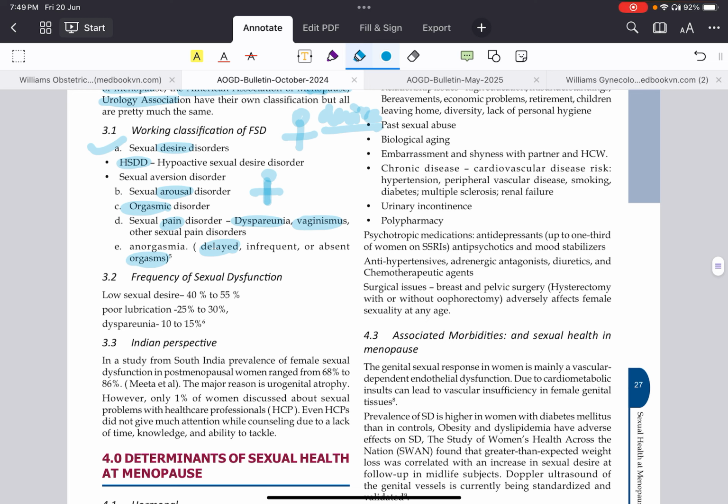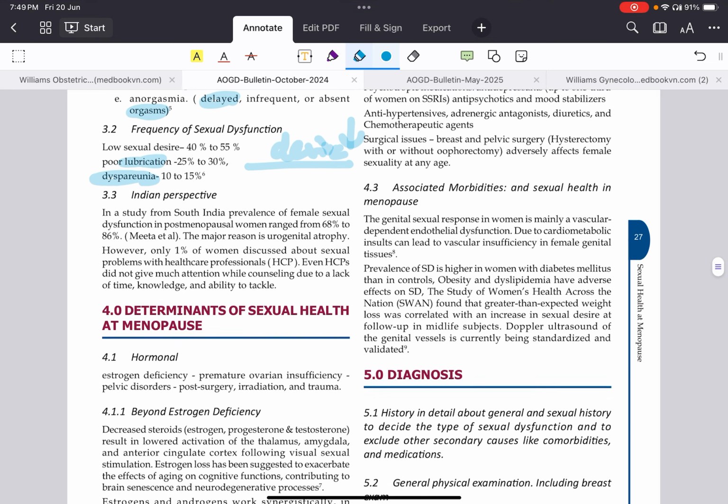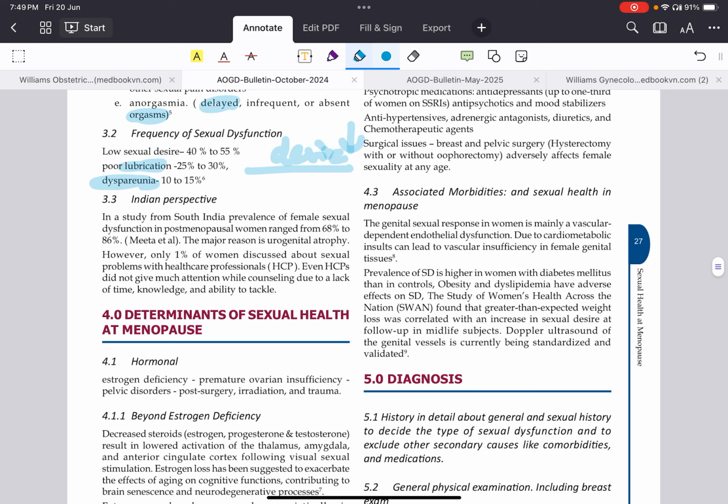Second part of this classification is frequency of sexual dysfunction. There is low sexual desire, there is poor lubrication, there is dyspareunia. Basically the desire to have sex only will be decreased in menopause. In a study in India, almost in South India, there is prevalence of female sexual dysfunction from 68% to 86%. Major reason is urogenital atrophy.